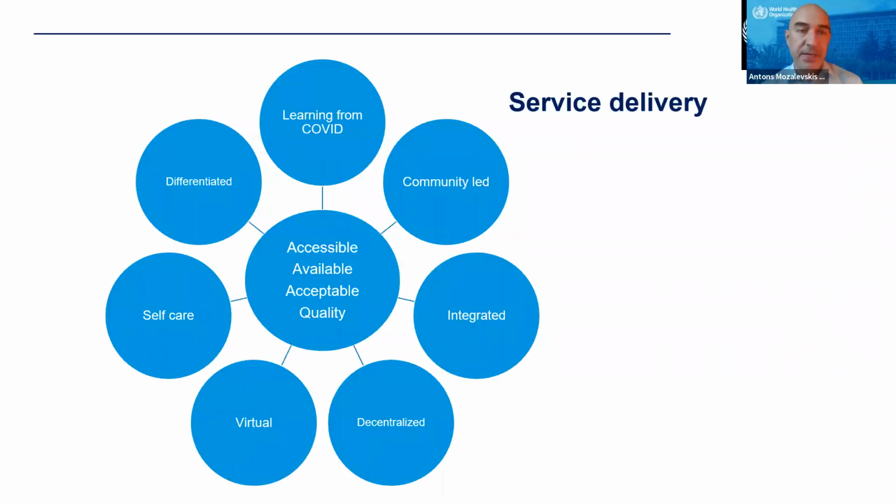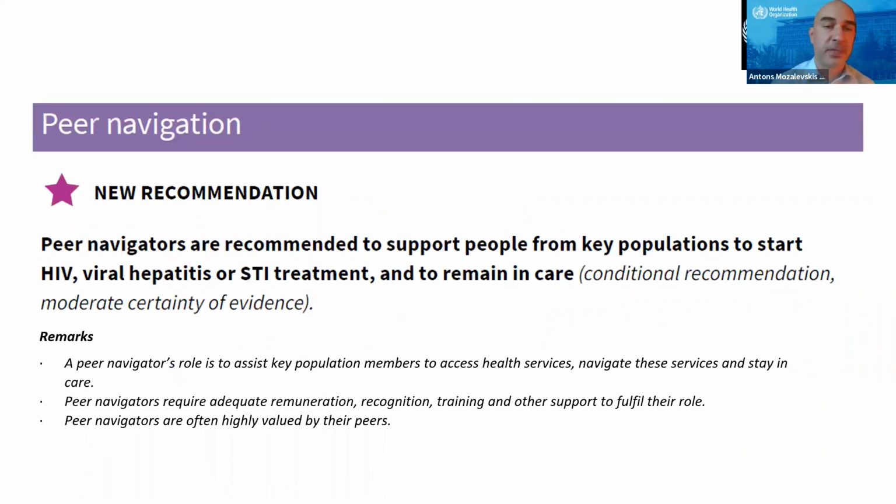There is a section on service delivery, and there are several new areas which became more relevant after COVID-19, such as self-testing, virtual interventions, decentralization, and community-led services, which improve accessibility and availability of services. And there are several new interventions that were proven to be effective during COVID, but we should not forget them also after the COVID. The next slide.